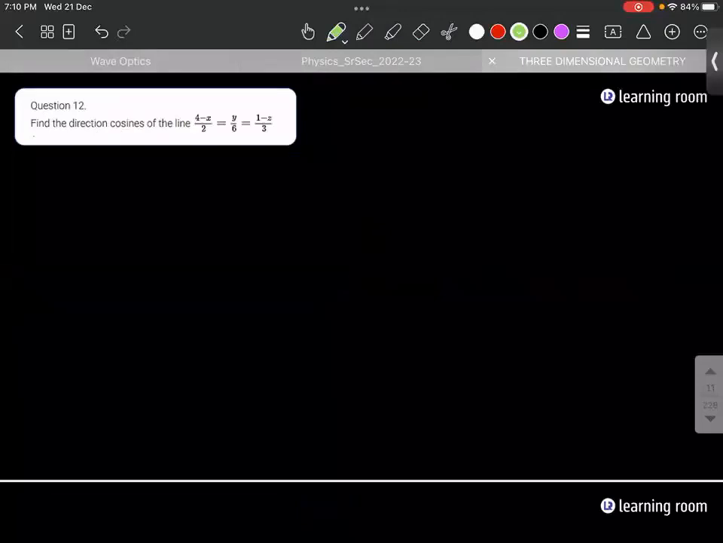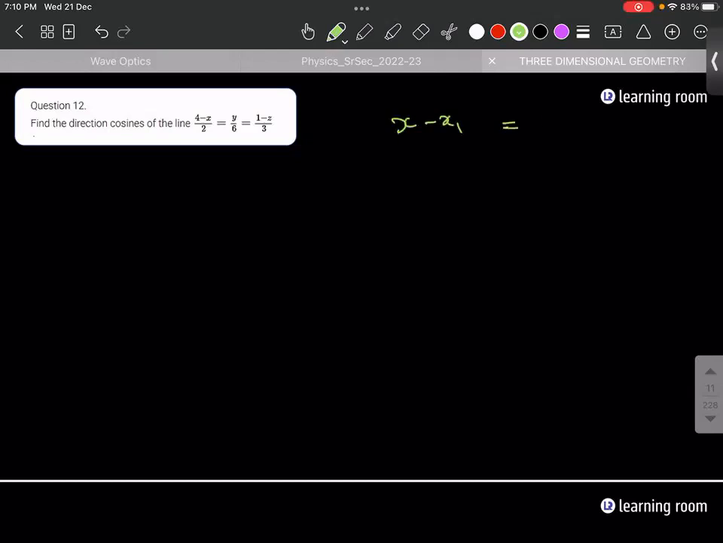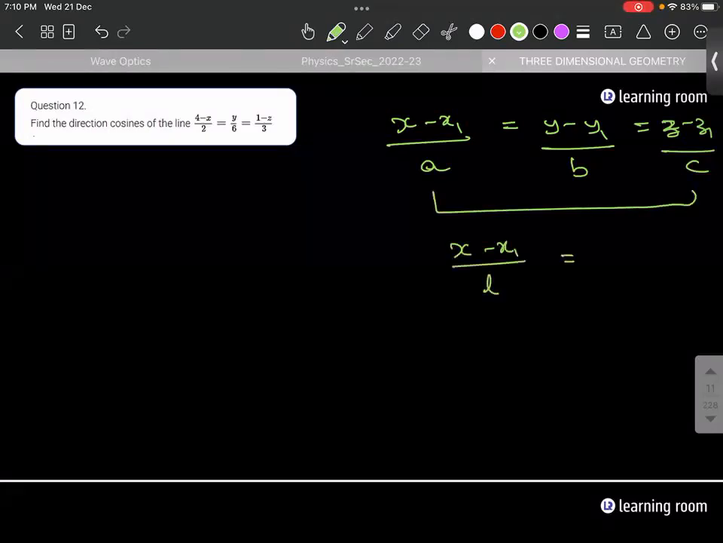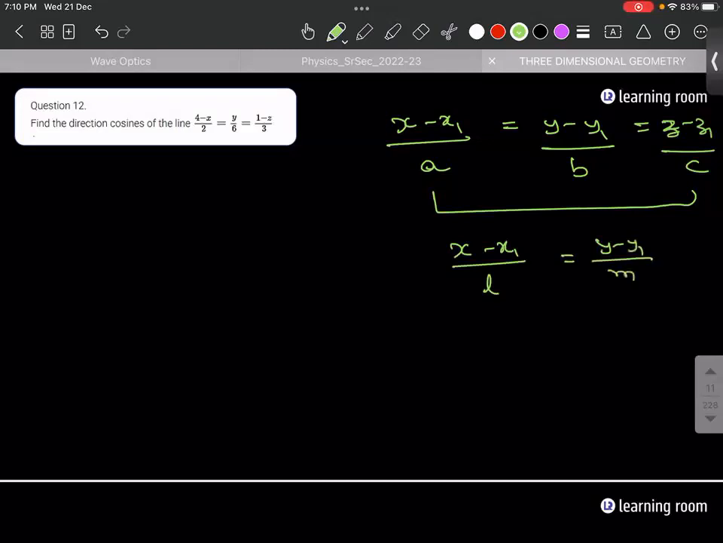Find the direction cosines of the line. So generally, x minus x1 by a is equal to y minus y1 by b is equal to z minus z1 by c. What you write in the denominator, you write a, b, and c, right? But can I also write x minus x1 divided by l is equal to y minus y1 divided by m is equal to z minus z1 divided by n? So if that is the case, can I say this 2, 6, and 3 as directly the direction cosines? Can I tell that?